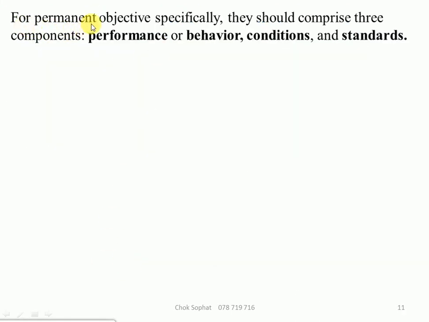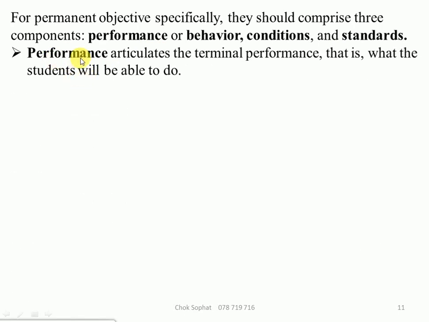For performance objective, specifically they should comprise three components: performance or behavior, condition, and standard. Performance articulates the terminal performance. That is what the student will be able to do. Performance, what the student will be able to do in class, is performance.